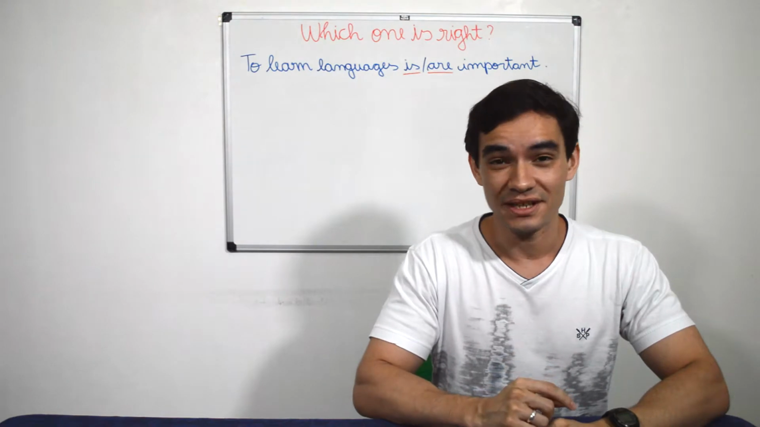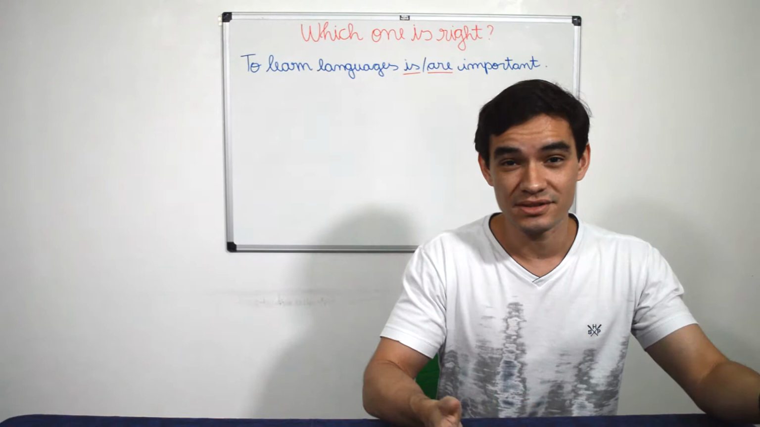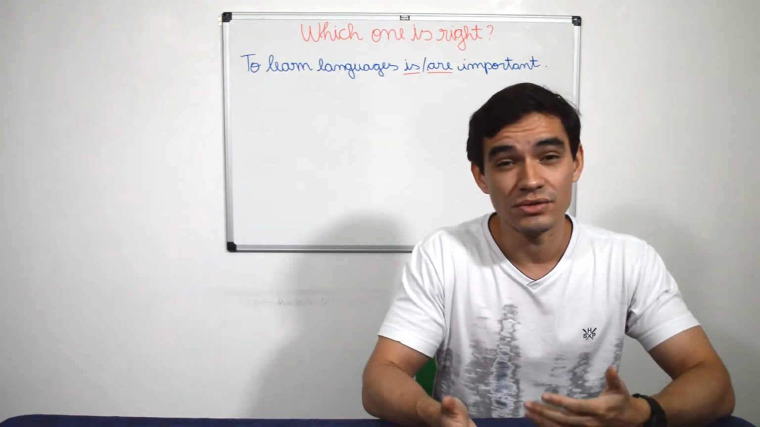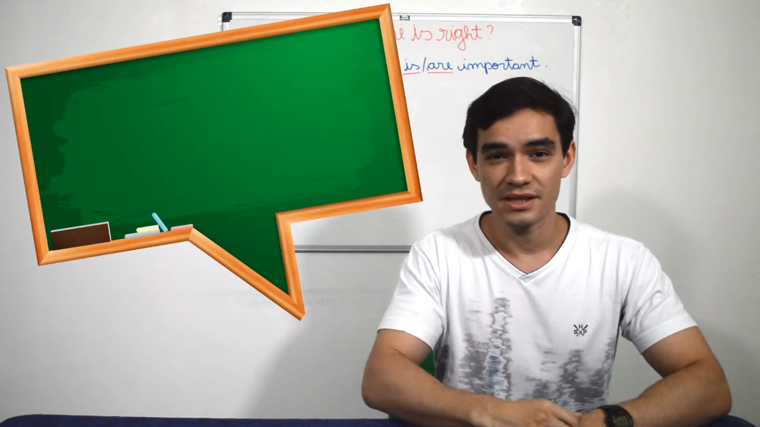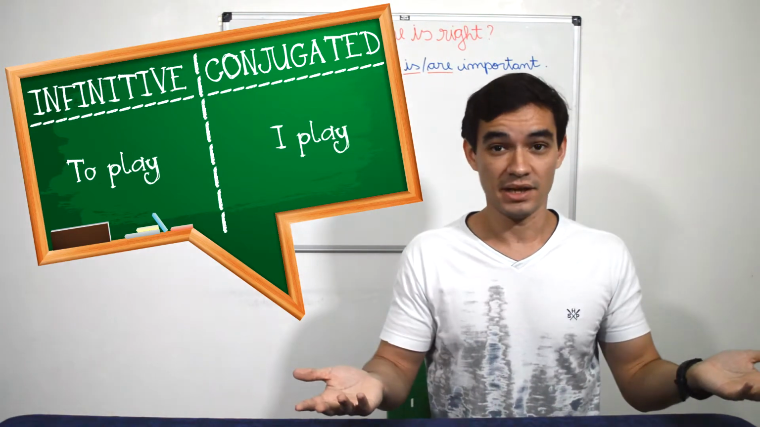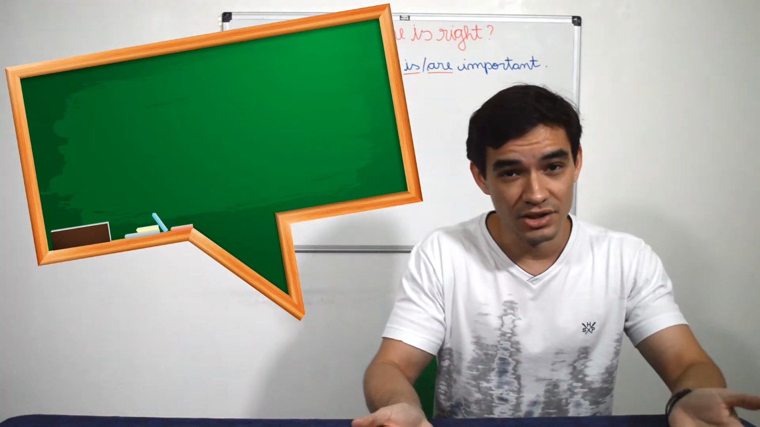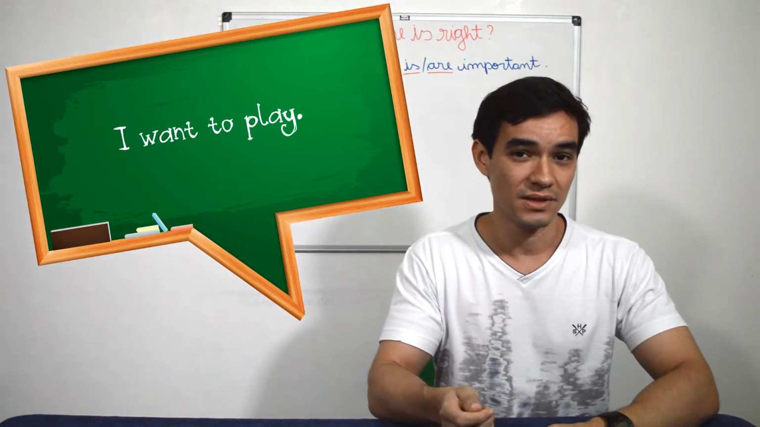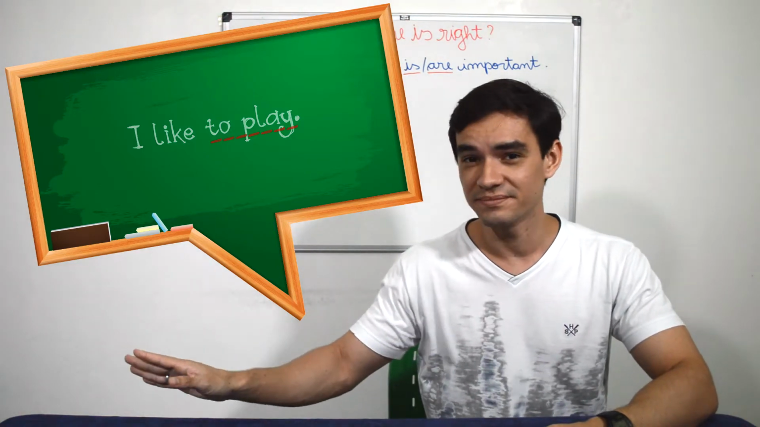There's another important detail we want to talk about. We know that the verb to be has more conjugations than the other verbs and everything. But that doesn't change the fact that it can also be used in the infinitive, just like the other verbs. For example, to play is conjugated when I say I play. But if I use it after another verb, I will actually use the infinitive, to play. For example, I want to play. I like to play, etc.